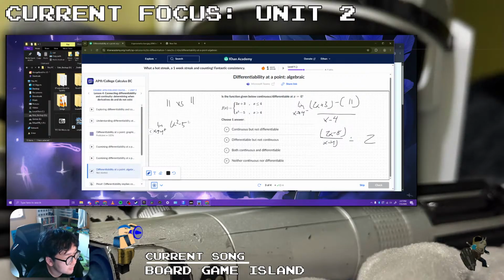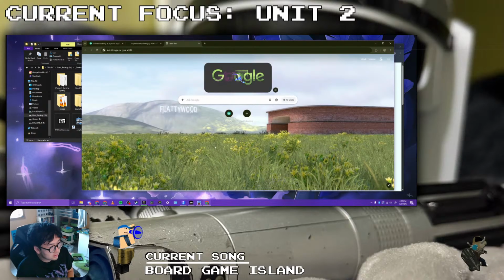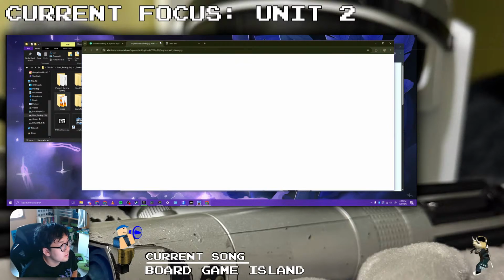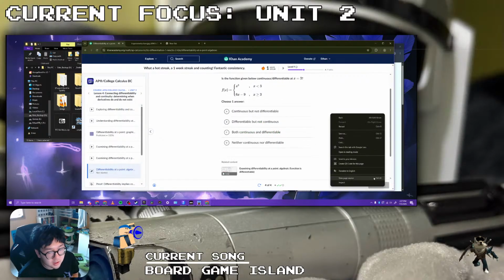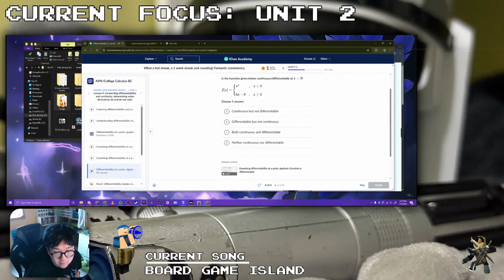x squared minus 5, then you have 11 over x minus 4. So you're going to be x squared minus 16 over x minus 4. Trust me, this simplifies to x plus 4, and then you're left with 8. So it's continuous, but not differentiable, because the left and right limits don't equal each other.